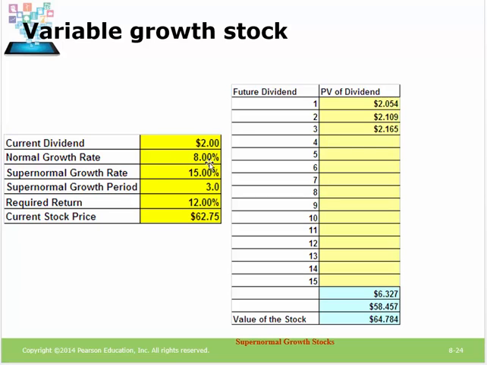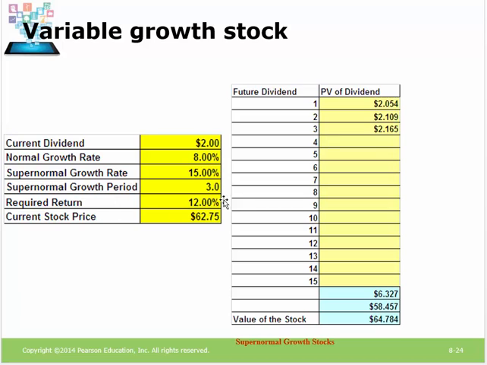Normally, this stock grows at 8%. But because of an invention, they expect to have some supernormal growth rate of earnings and dividends. They expect to grow at around 15%. So this 15% growth rate, though, is not going to last forever. It's only going to last for 3 years.